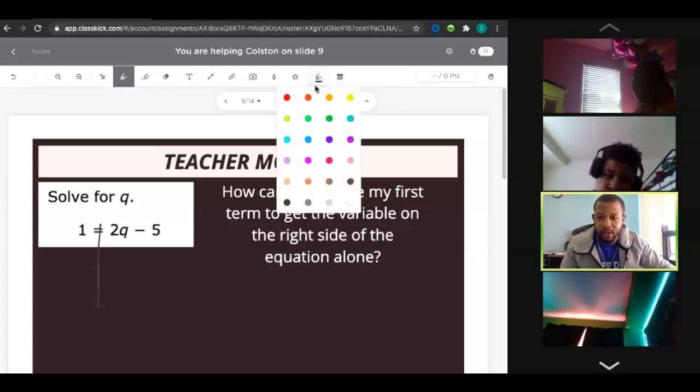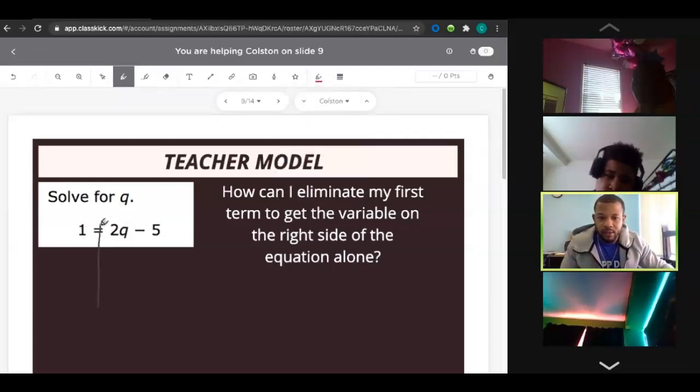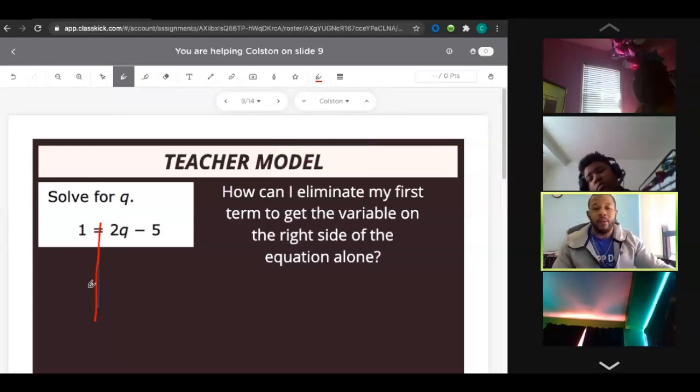Let me change that color so it's easier to see. See, red is going to be, we'll be able to see red. All right, so draw that line down our equal sign. That's how we just separate our equation. We have our left side and we have our right side.